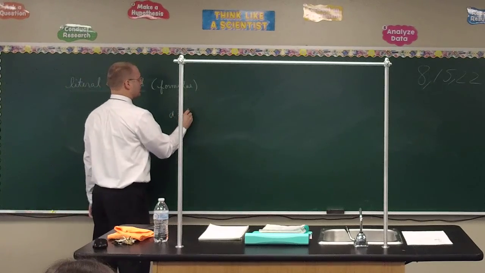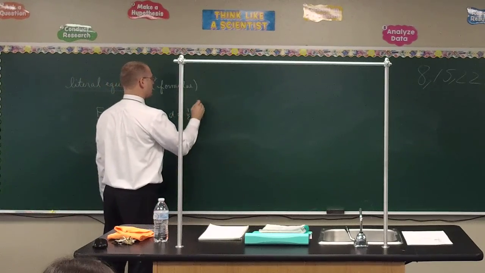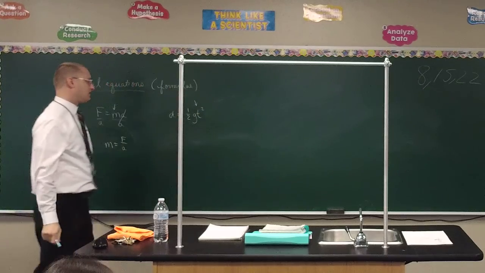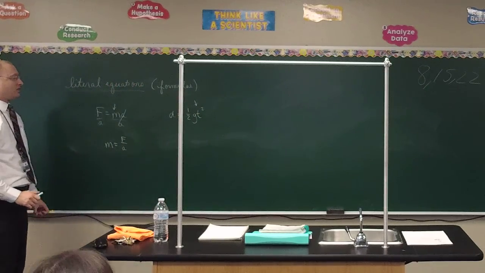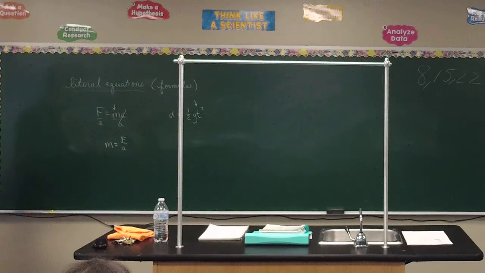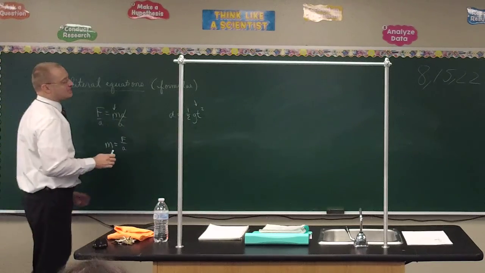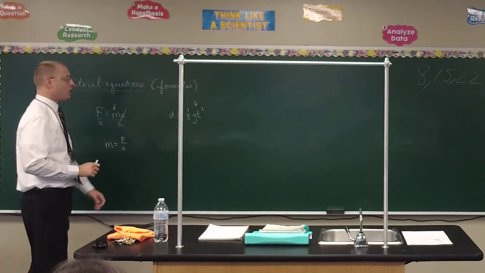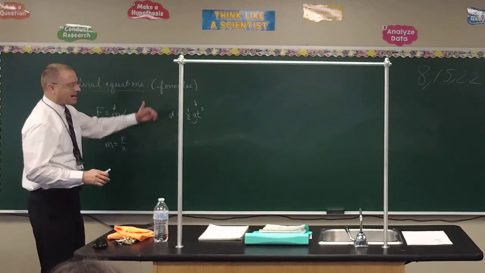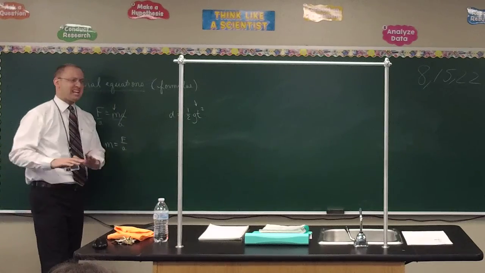d is equal to 1/2 gt squared. d equals 1/2 gt squared. This is used to calculate the distance of an object that begins falling in free fall. All right, let's suppose we wanted to solve for the time here, the letter t. Well, notice, first of all, we got a fraction. I hate fractions. They complicate things.